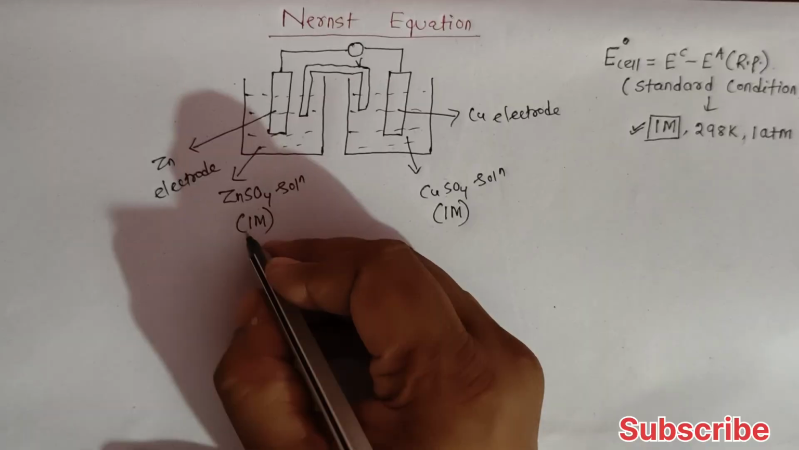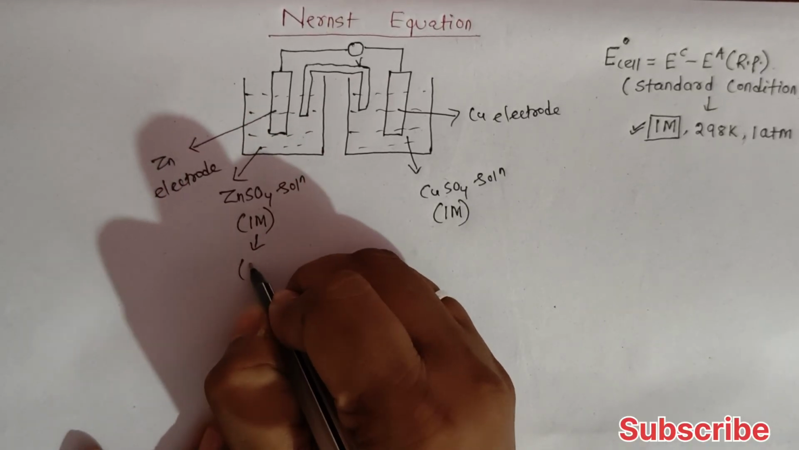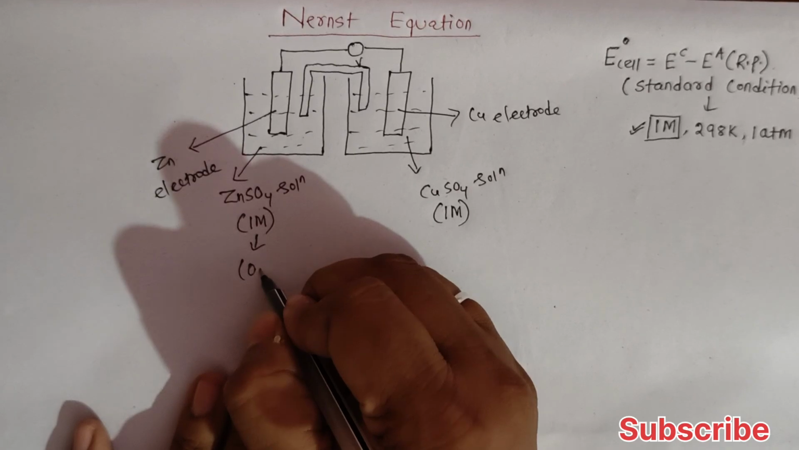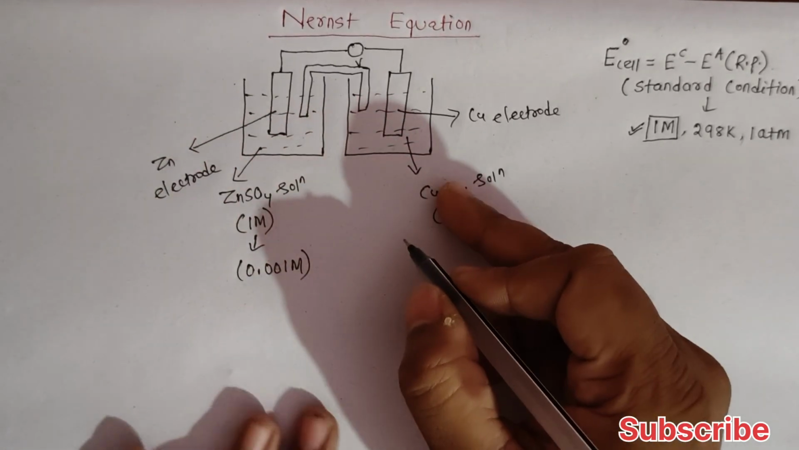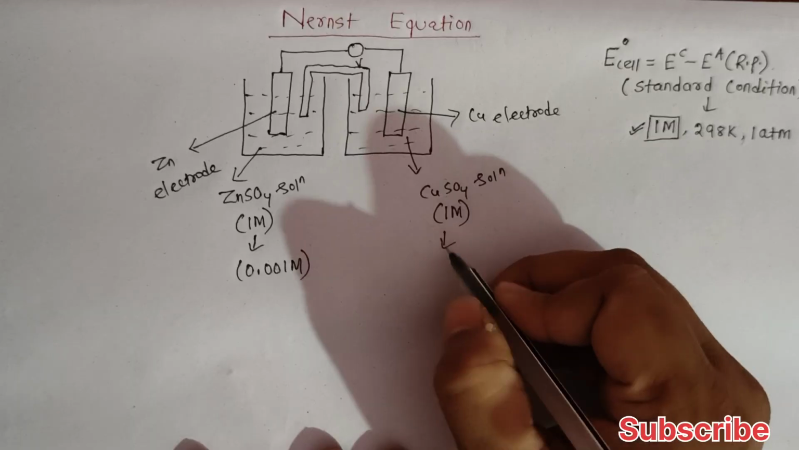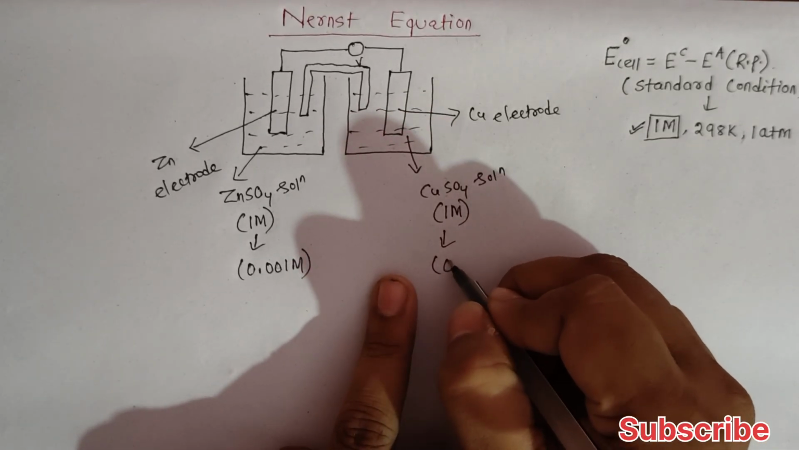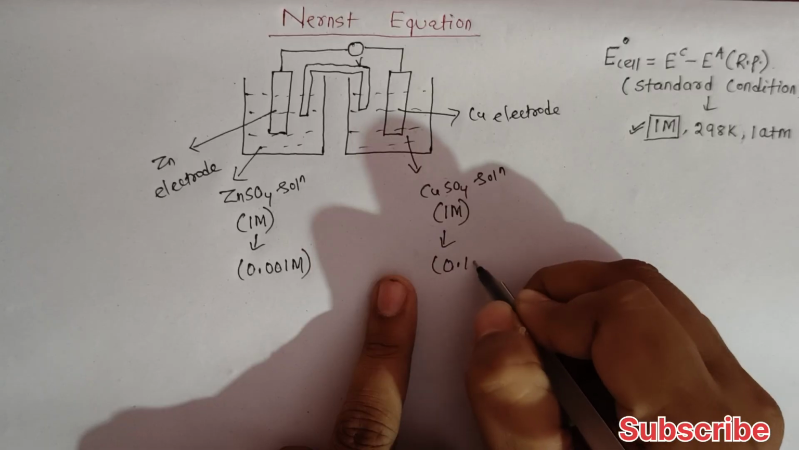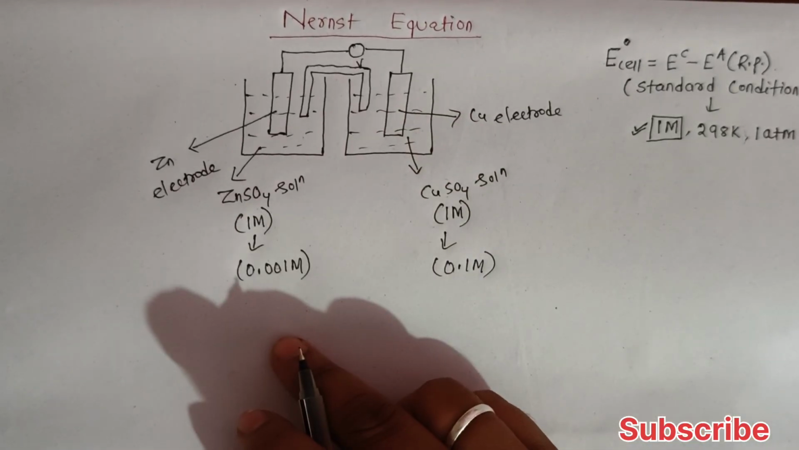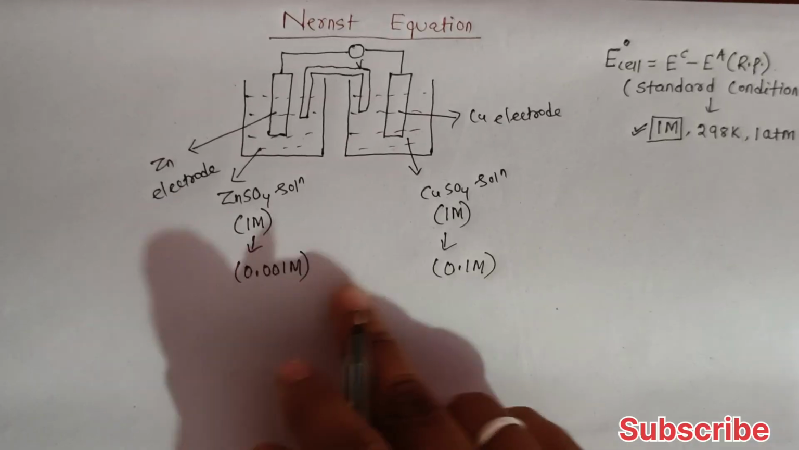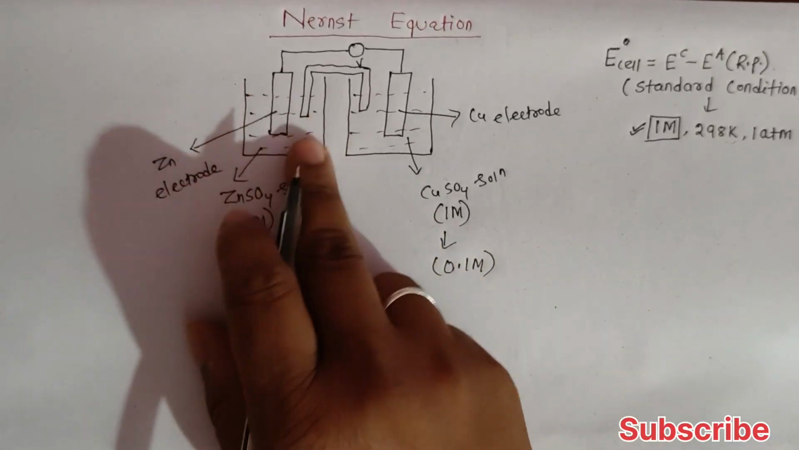If I take this zinc sulfate solution with molarity 0.001 M and copper sulfate solution with concentration 0.1 M, then there is a difference in their concentrations. When there is a difference in their concentrations, a different number of ions will be obtained in those solutions also.